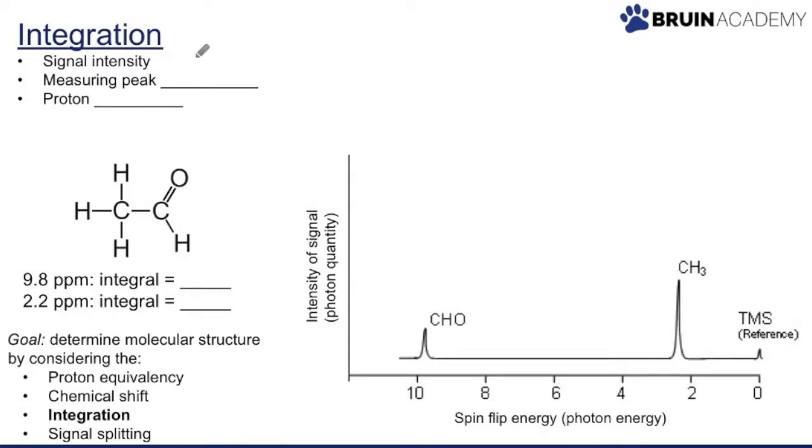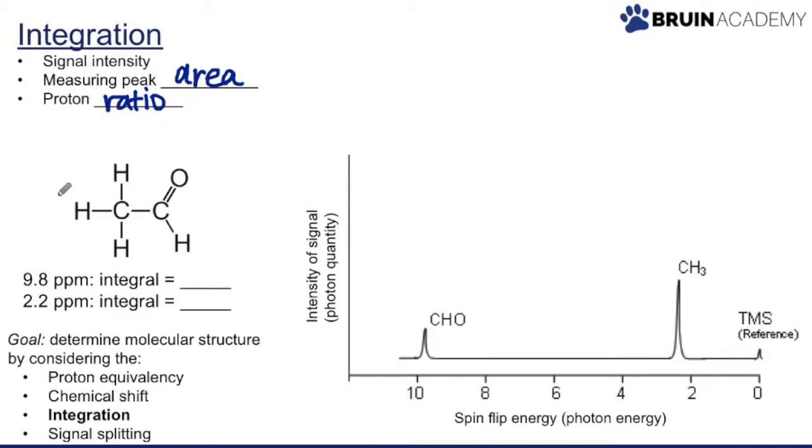The next thing I want to consider is integration. So integration refers to the intensity of the signals. And the important thing to remember here is that we're measuring the peak area, not necessarily the peak height. And the way you figure out what the integration is, or what the integral is, you consider the proton ratios.